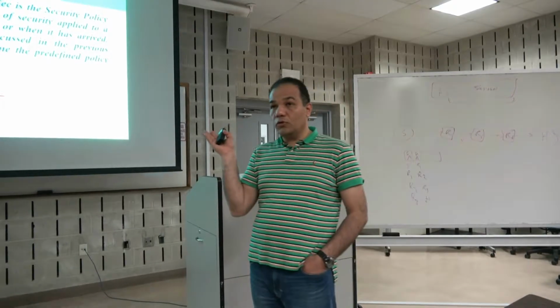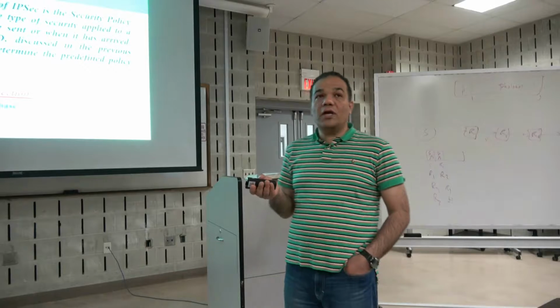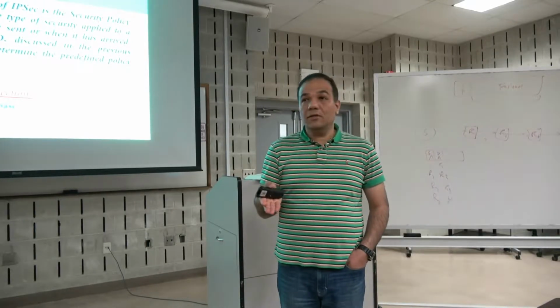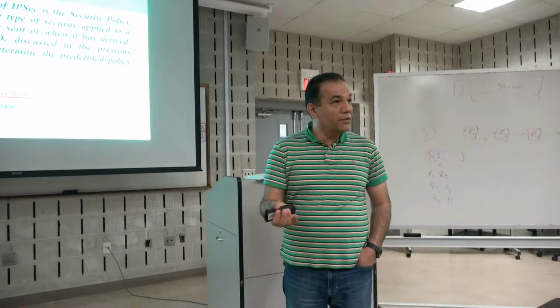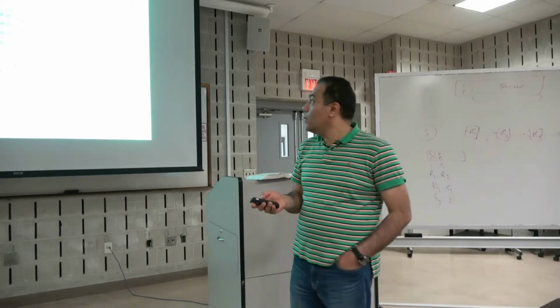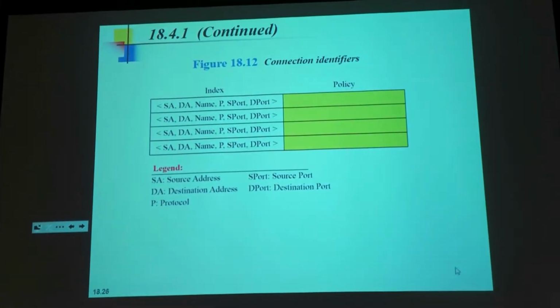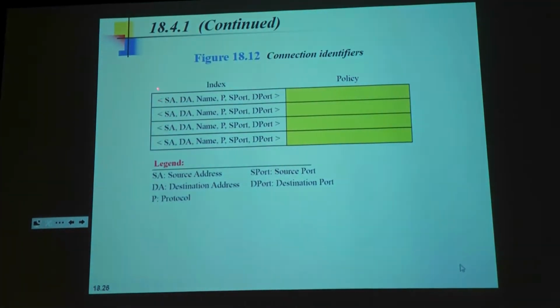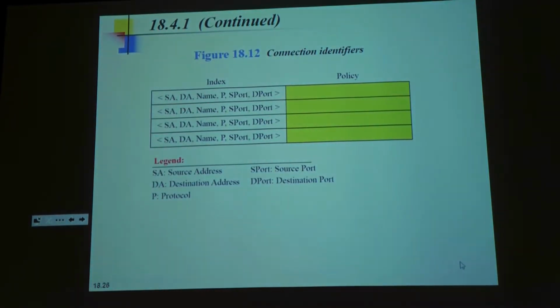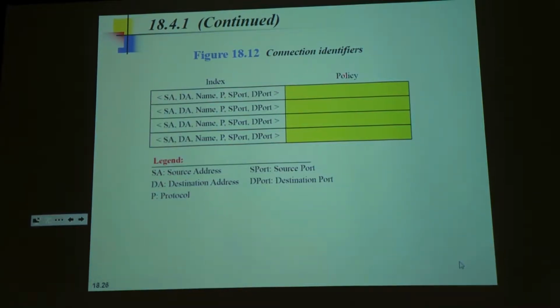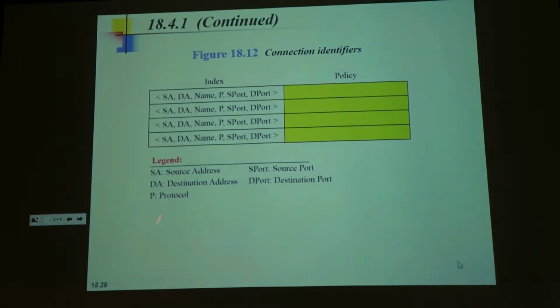So you could think of policy as rules, and security association as what? As keys, like to do the security, right? So for connection identification, for example, it's a file. You have the source address, the destination address, and the name. The name could be the DNS name, right? The protocol, the source port, the destination port. And what is a policy? So SA is the source address, destination address, protocol. What are the protocols?